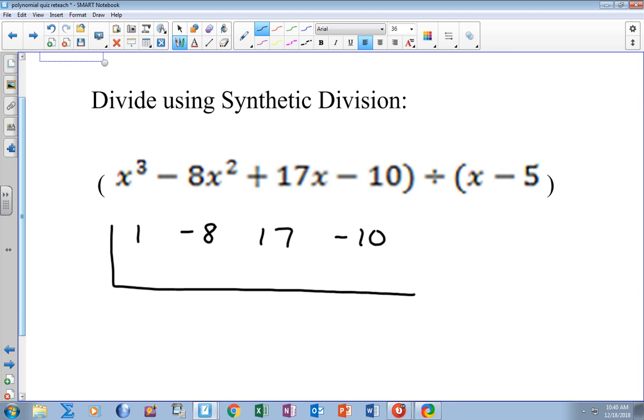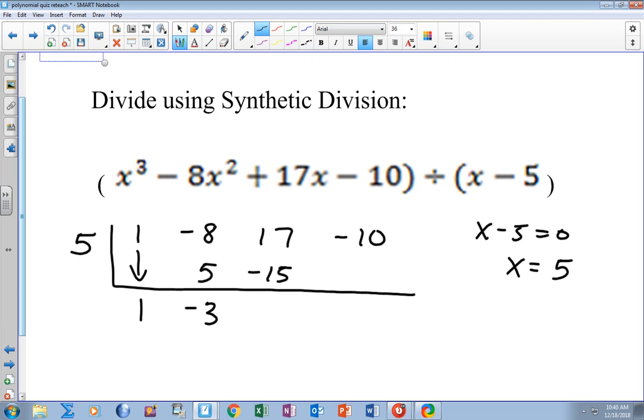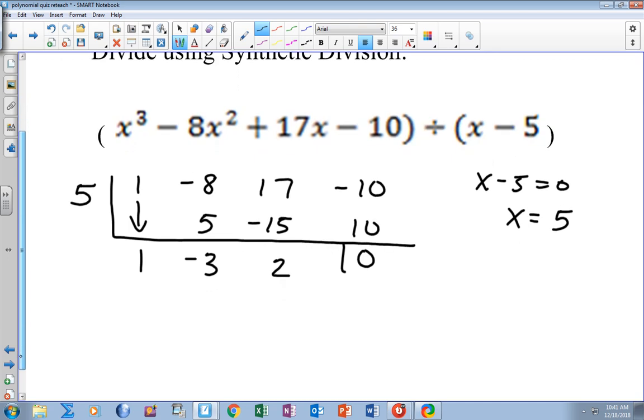It says we have a factor of x minus 5, so we solve that in order to get what the 0 actually is. So the 0 is actually 5, so we're going to divide by 5. We bring our 1, our leading coefficient, down. 5 times 1 is 5. Negative 8 and 5 is negative 3. 5 times negative 3 is negative 15. Negative 15 and 17 is positive 2. 5 times 2 is 10, and that gives me a 0. So that means that 5 is one of the roots. It's one of the x-intercepts.